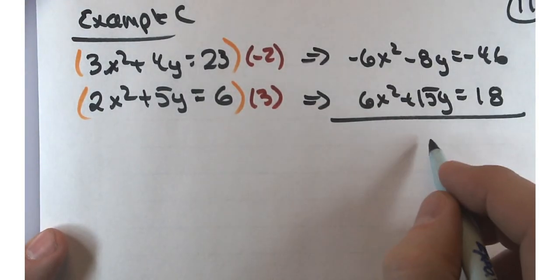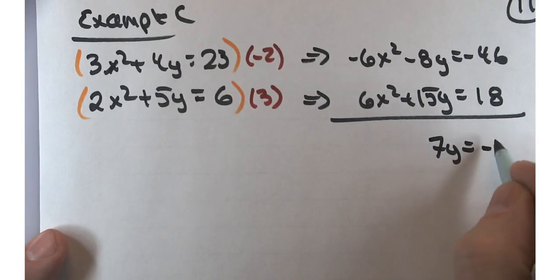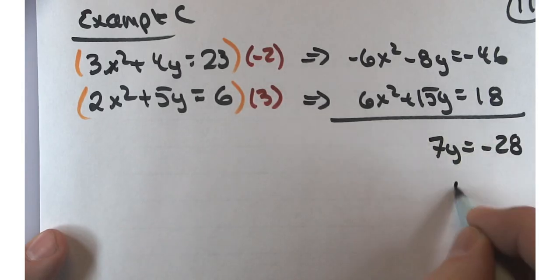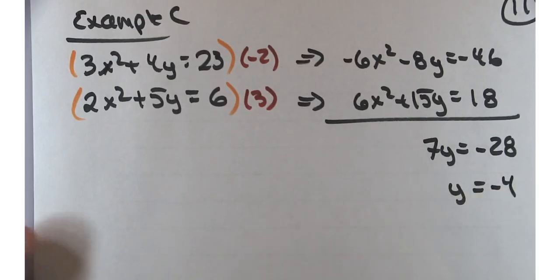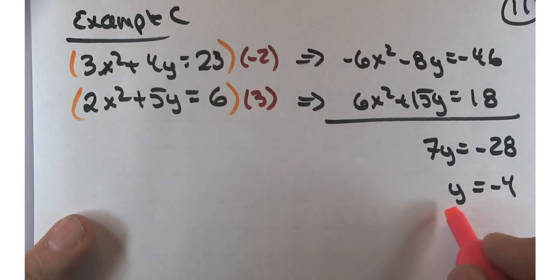So what do I end up with? I end up with 7y equals -28. So y equals -4. Great. I was hoping for a nice even number. We got one.